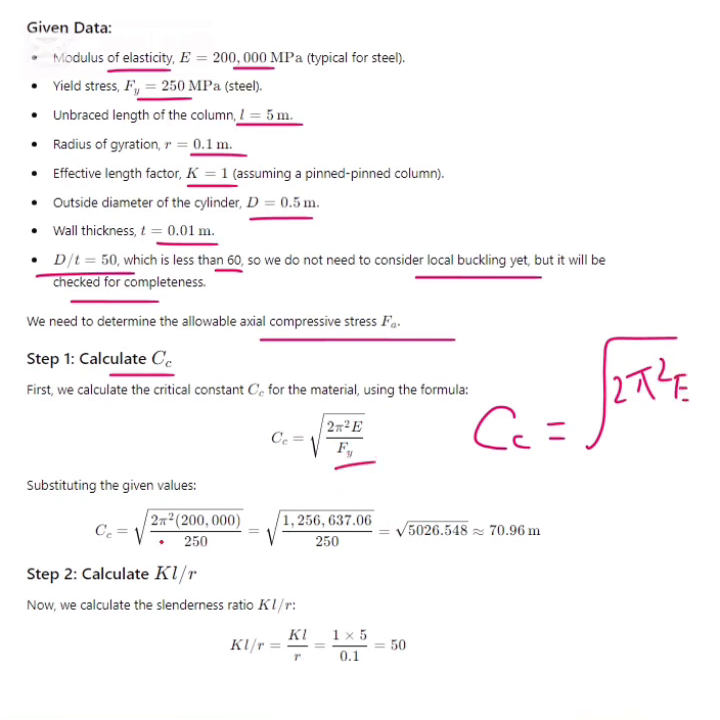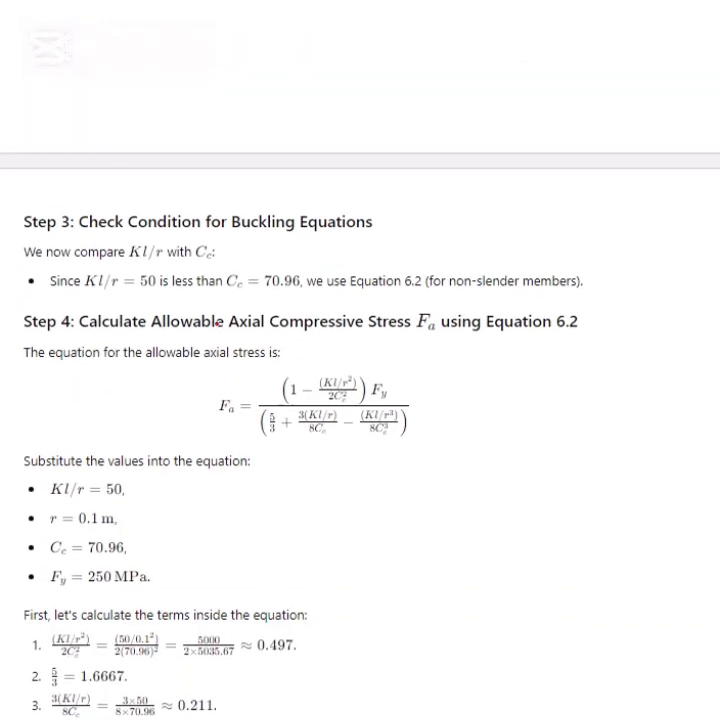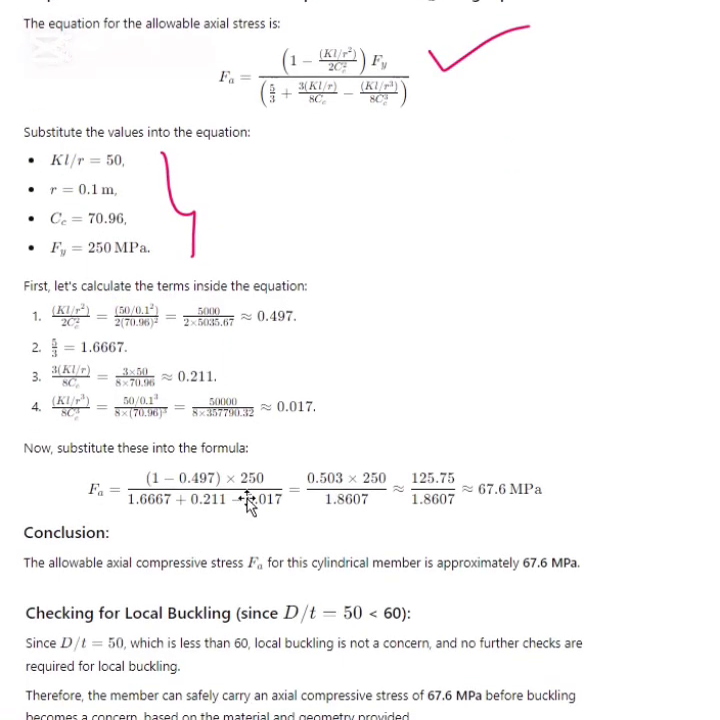That's this formula, right? So once you plug in the values, you can get 70.6 meter. Then calculate the KL/R ratio. KL/R ratio comes as 50 in this case. Then if you compare KL/R ratio to Cc, it's less than the Cc value, so it becomes a non-slender member. For the non-slender member case, we know the formula. Once we plug in all these values, we get this Fa value, which becomes 67.6. The allowable axial compressive stress is 67.6.